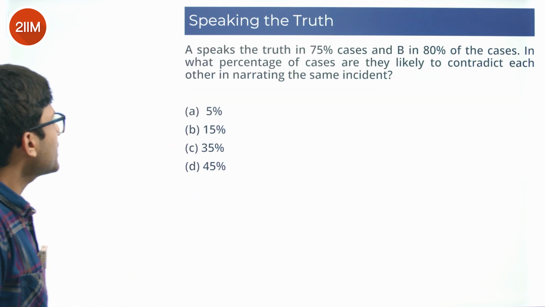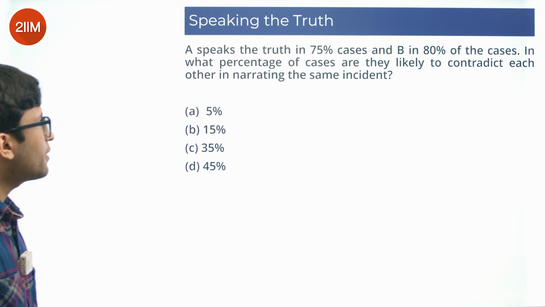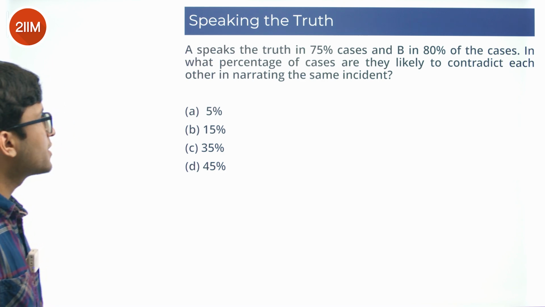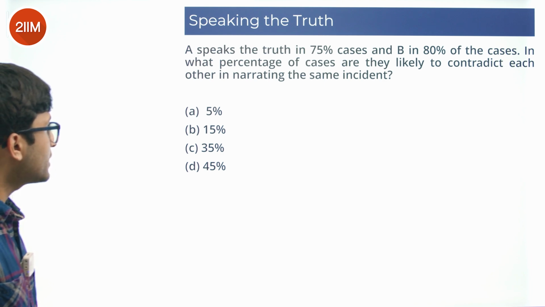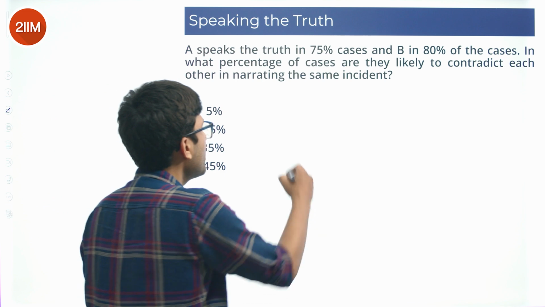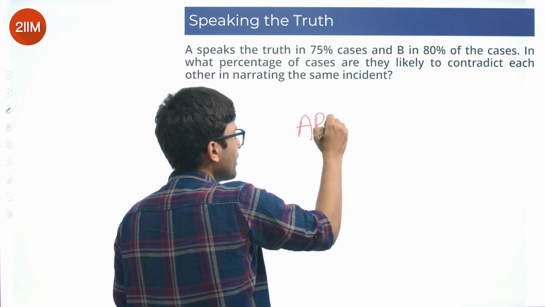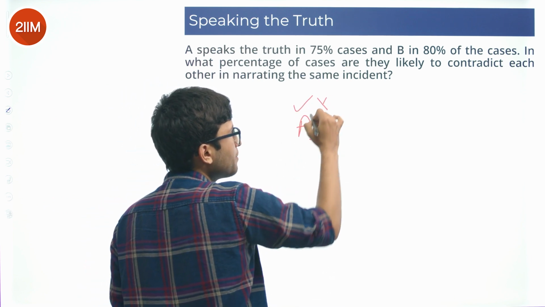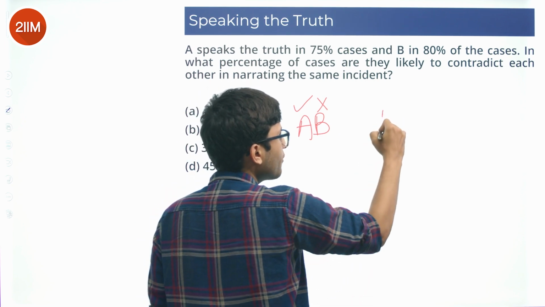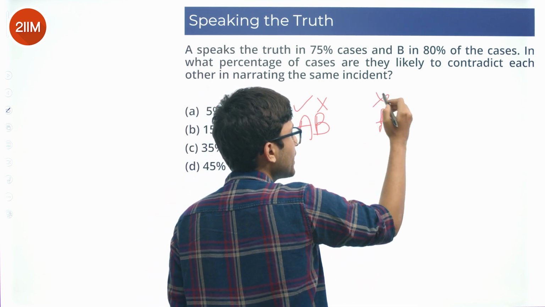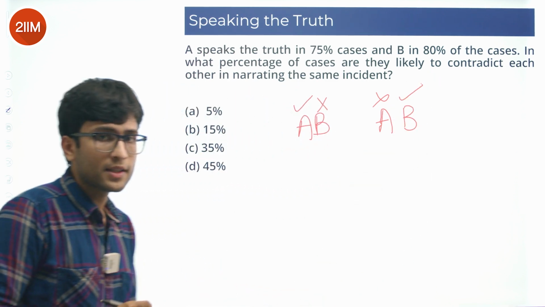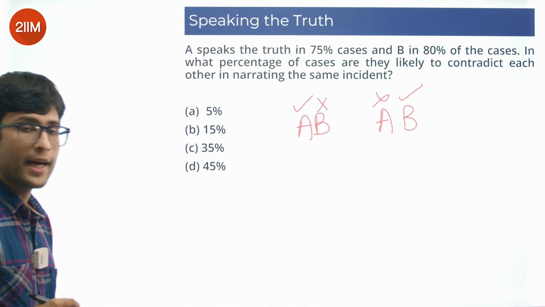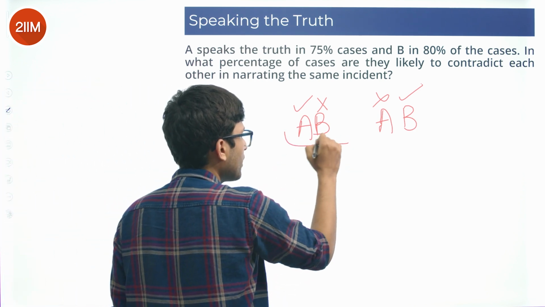A speaks the truth in 75% cases and B speaks the truth in 80% of the cases. In what percentage of the cases would they contradict each other? So when would they contradict? When A is speaking the truth and B is speaking a lie, or when A is speaking a lie and B is speaking the truth. These are the only two cases where they would be contradicting each other, right? So one by one, let's try to find out the values.